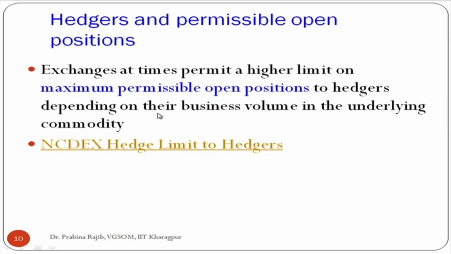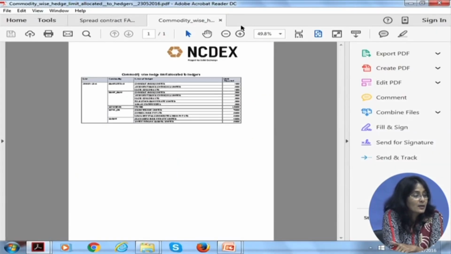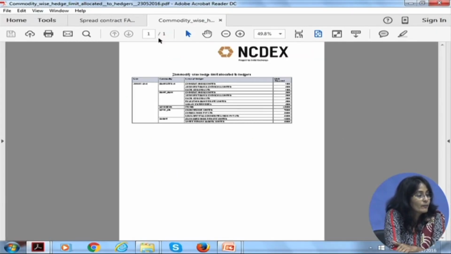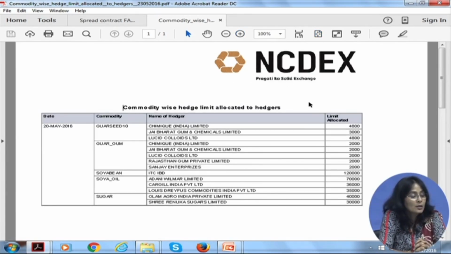One thing I would like to also share here: exchanges at times permit a larger maximum permissible open position if they are hedgers. So on this particular slide, this link of NCDEX shows the amount of limit allocated to different hedgers. This is a report which was published on 20th May 2016.